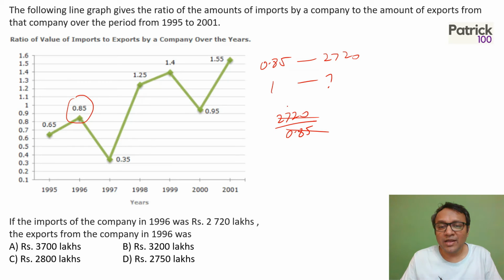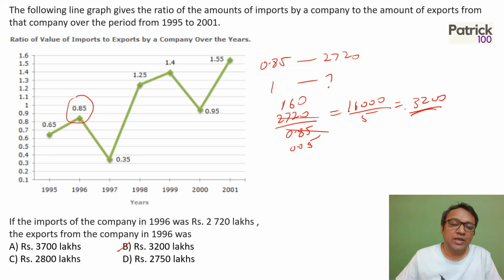If you look at 85, 17 ones are 17, 17 sixes are 102. Okay. So you can make out it will be 3,200 lakhs. Right? If I divide both of them by 17, you get 160, and this gets you 0.05. This will be 16,000 upon 5, which will give you 3,200. So we get the answer as 3,200. B option.